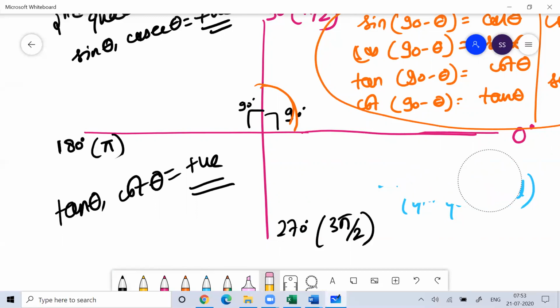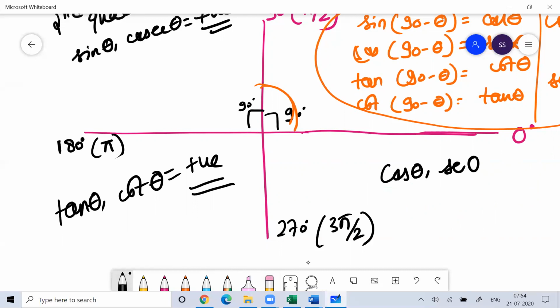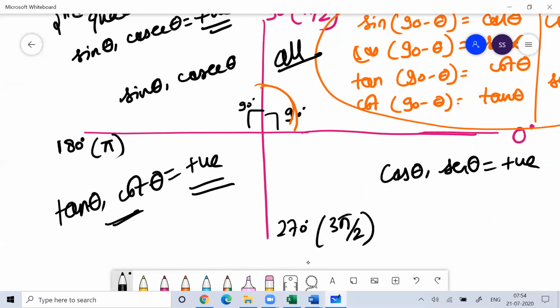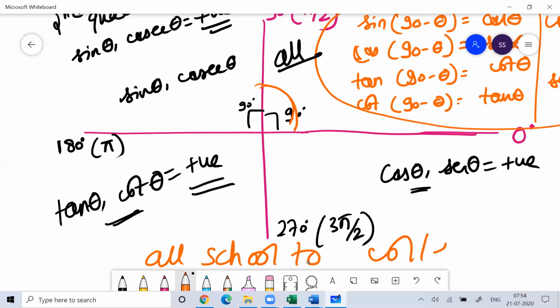Similarly, we have to remember that if we are in the fourth quadrant, then cos theta and sec theta will be positive, and the remaining will be negative. So here all are positive, here sine and cosec are positive, here tan and cot are positive, here cos and sec are positive. Normally, as a shortcut, they remember this like this: all school to college.